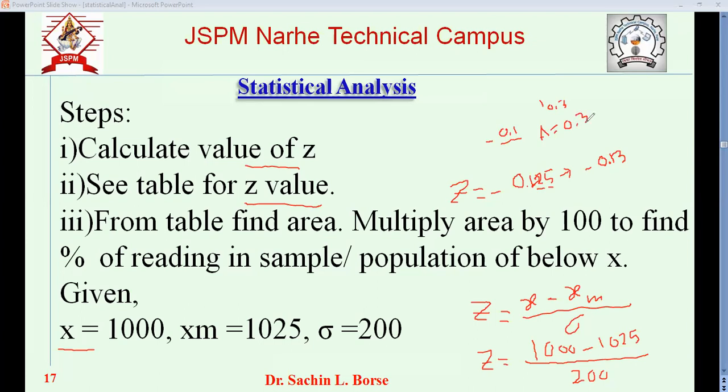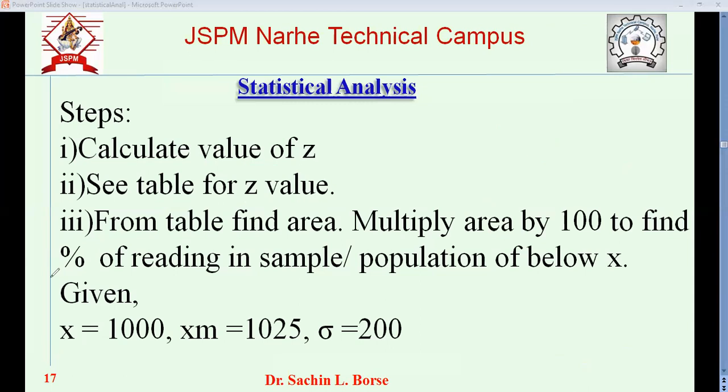So now you multiply by 100. You multiply by 100, which means 30%. There is a probability of 30%. So he is in the 30% of students. Okay. Means less than or equal to 1000 score, how many students are there? 30%. And more than that, 70%. Okay. Let us see. I have calculated.